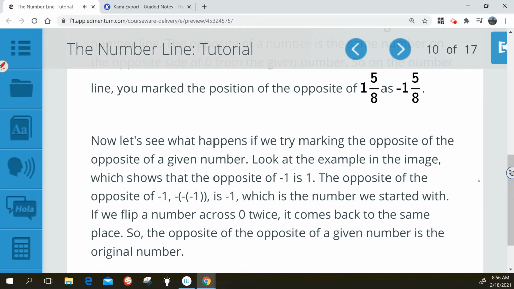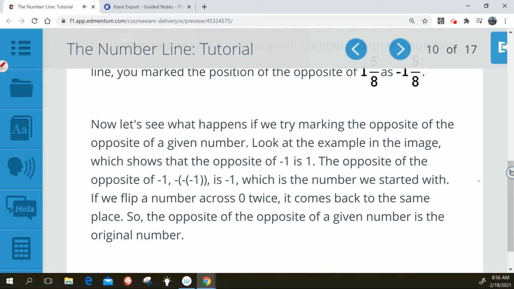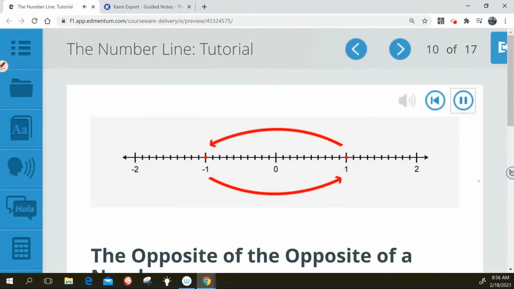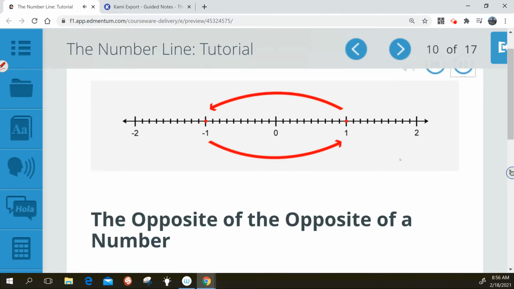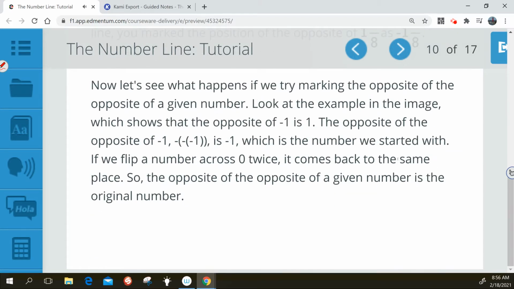Look at the example in the image, which shows that the opposite of -1 is 1. The opposite of the opposite of -1 is -1, which is the number we started with. If we flip a number across 0 twice, it comes back to the same place. So, the opposite of the opposite of a given number is the original number.